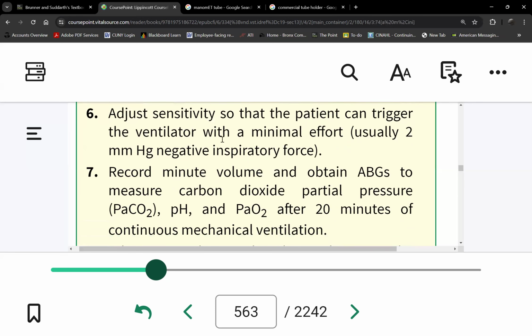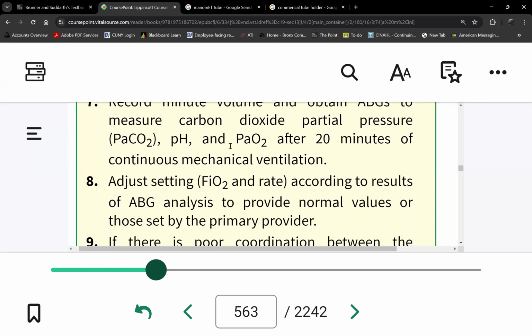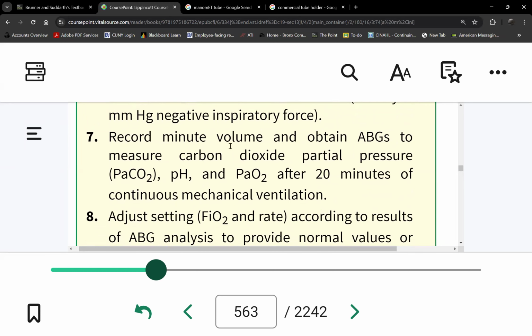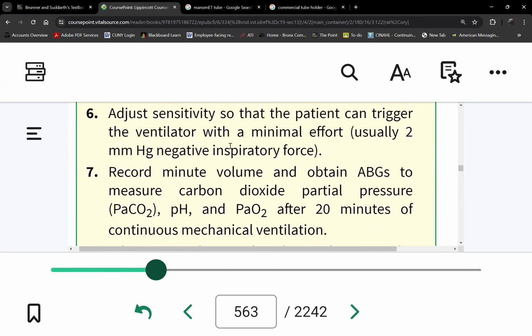Again, sensitivity is negative. Here it's -2. Usually, if the patient's really weak, we set it at -0.5, which should be achievable by any weak patient. But if they're strong, we set it at around -2 millimeters of mercury.